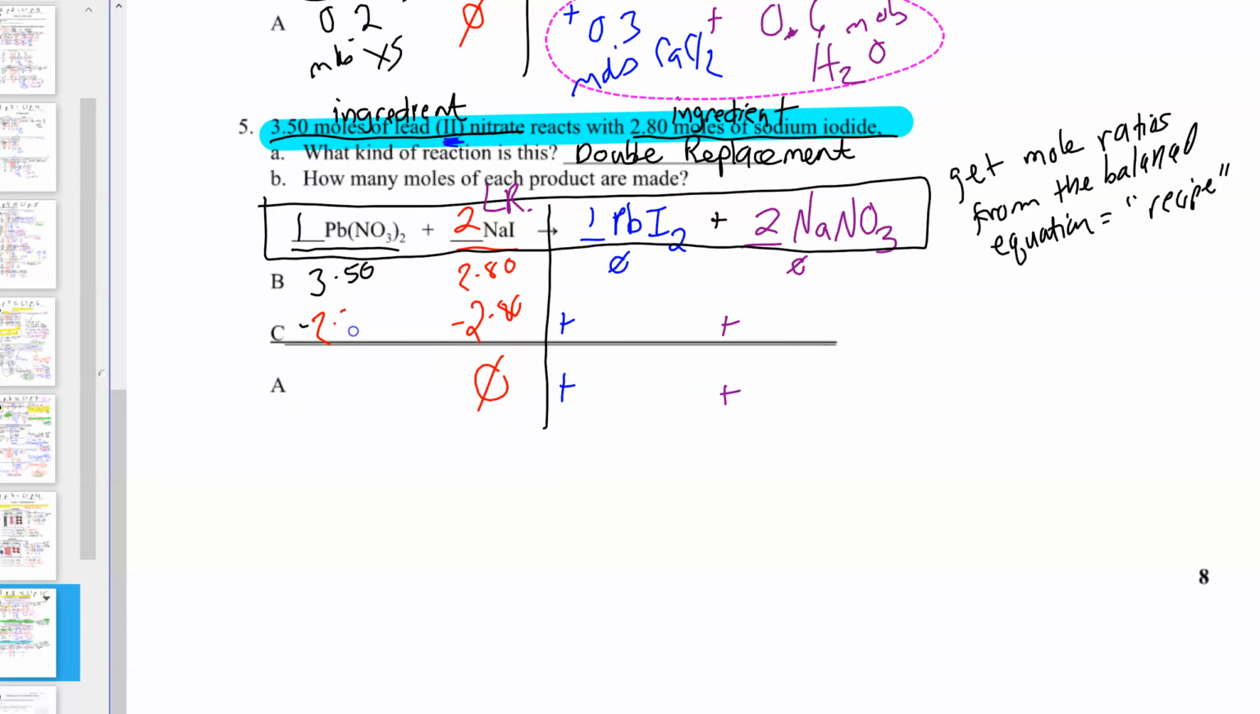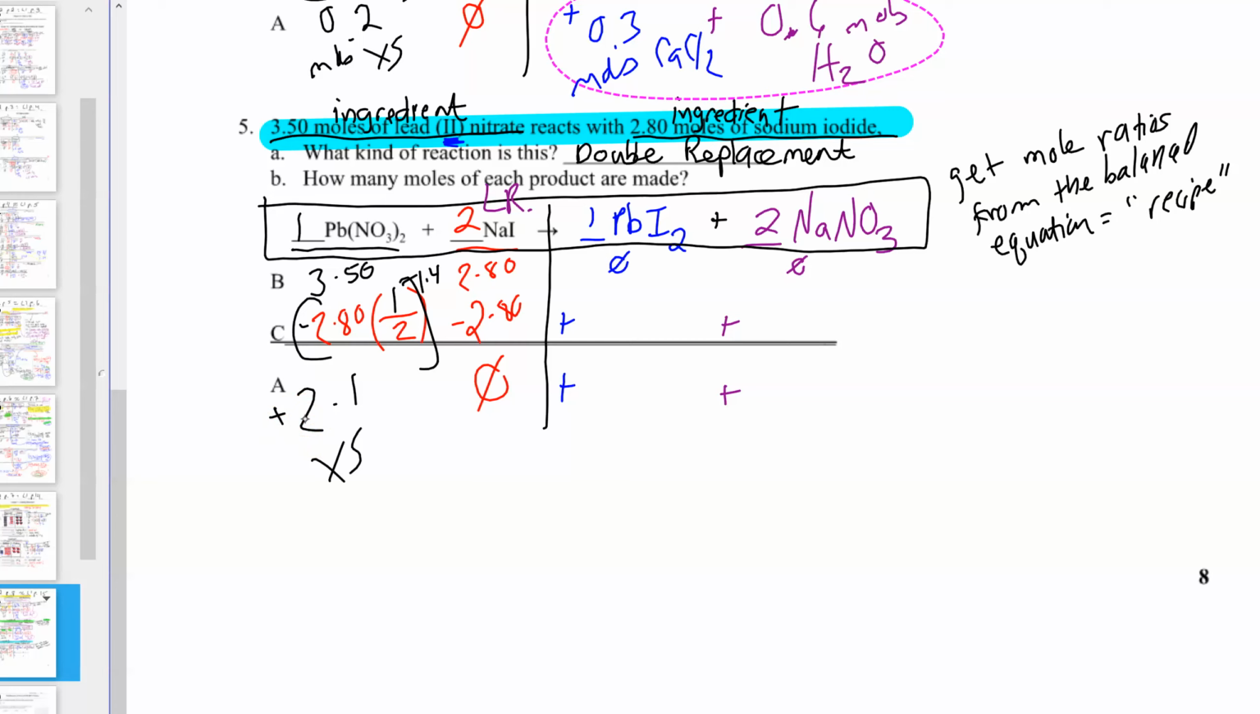So I'm going to be subtracting 2.80 times the mole ratio, which I'm pulling from that balanced chemical equation. So 1 to 2. So what is this number? What's half of 2.8? Well, that's going to be 1.4. So if I started with 3.5 and I'm using up 1.4, there's going to be 2.1 excess. That means good. I picked the right thing. It's a positive number. If it had been negative, we would have picked the wrong one, have to start over.